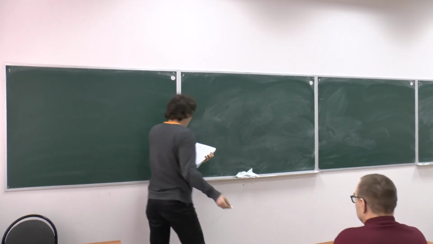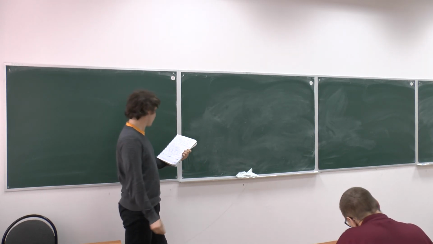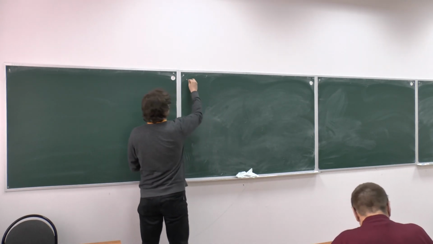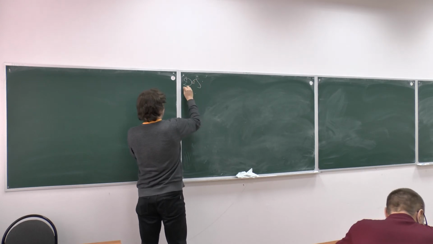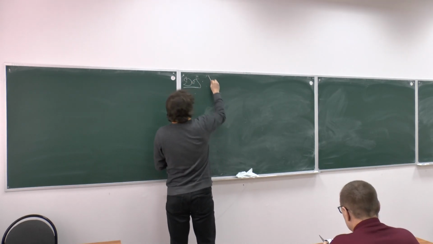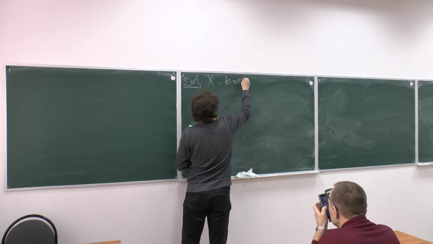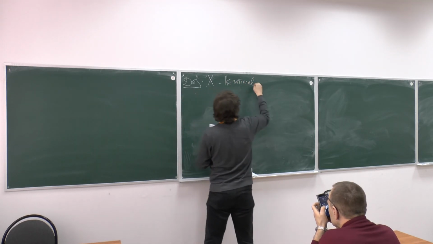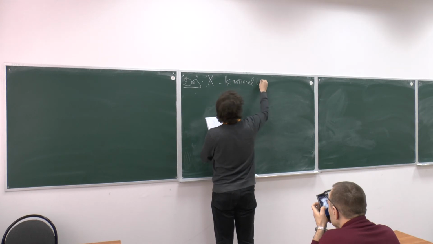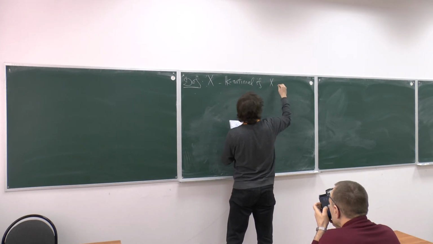Rationality of cubic surfaces. Okay, we start from the beginning. So, the beginning is definitions. X is rational over k if it is birationally equivalent to projective space of the corresponding dimension.